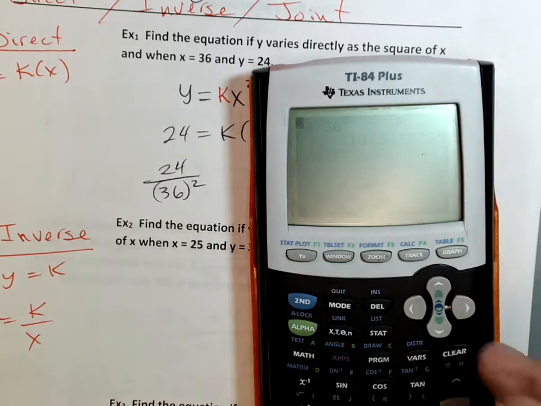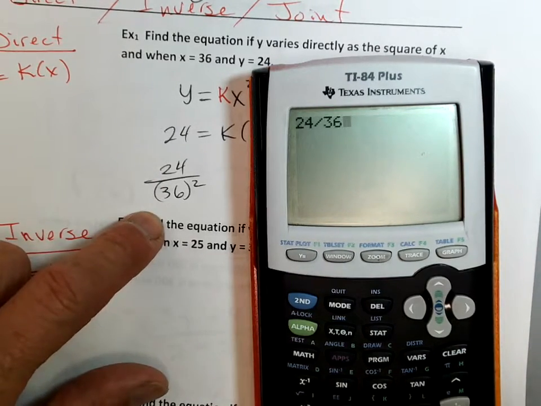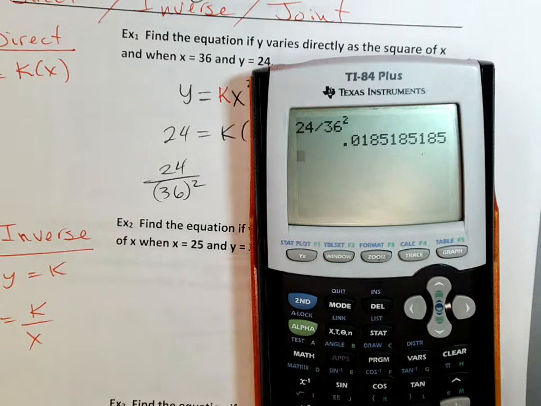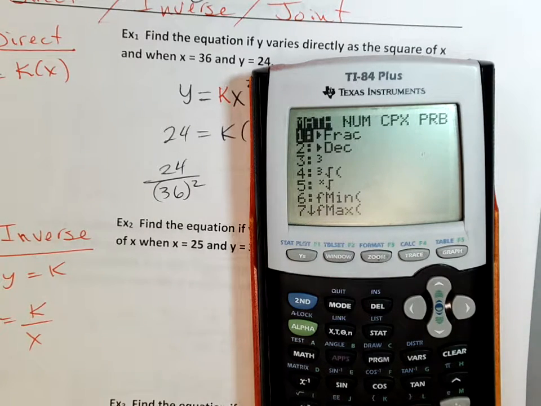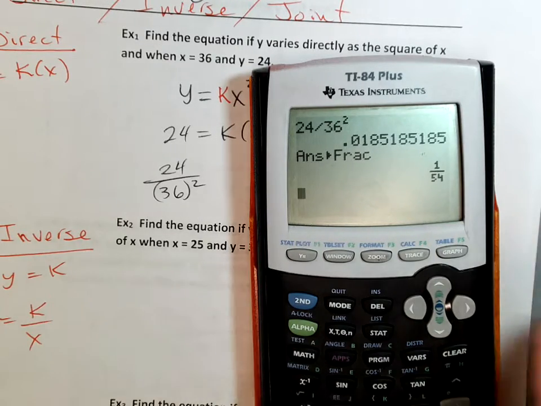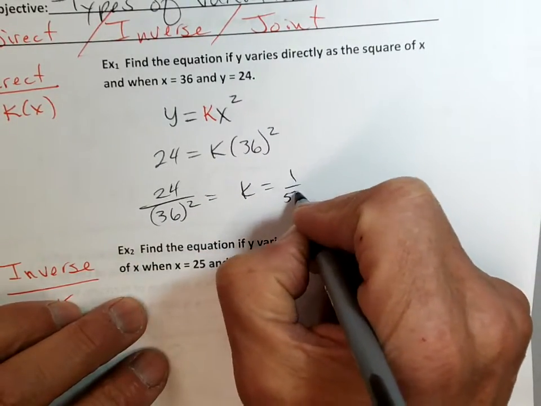Okay, so here's what I did. Clear. So I went 24 divided by 36 squared. Okay, decimal. So in our math button, it will convert things back to fractions. So I'm going to push my math button. Will it convert fractions to decimals? That's easy to do. Just divide top by bottom. Okay. It's okay. I know you know that, but it's okay. Morgan, there's no such thing as a bad question in here, right? Boom, okay? 1/54. Okay, I like 1/54 better. So the value of k is 1/54.